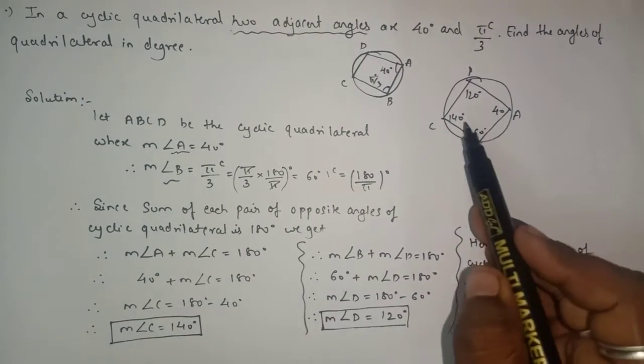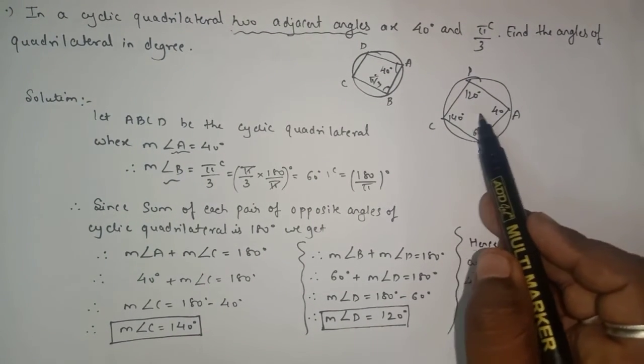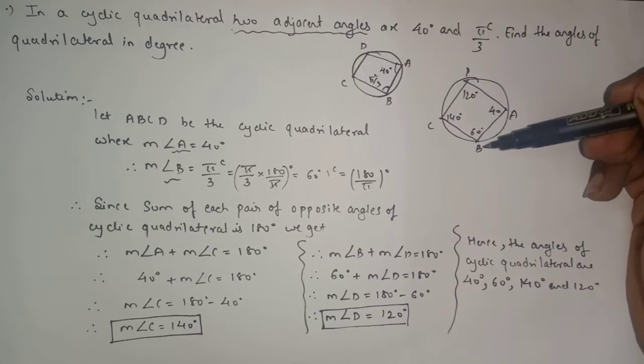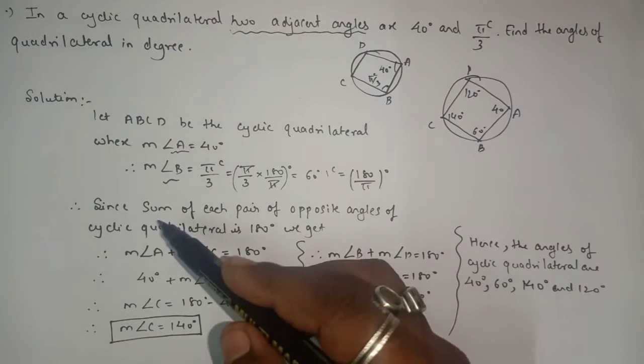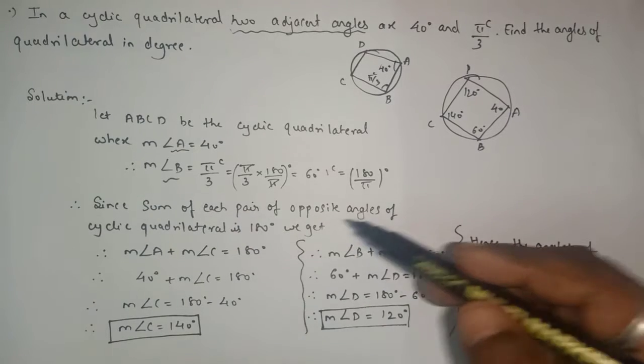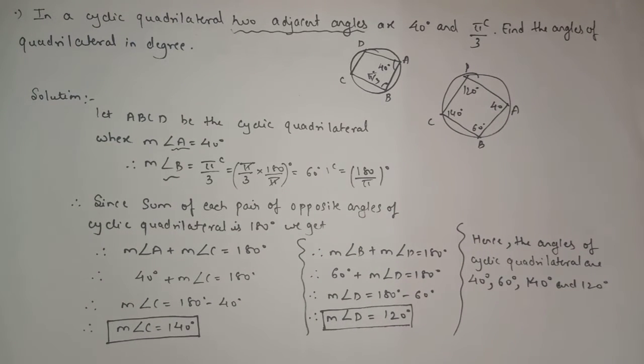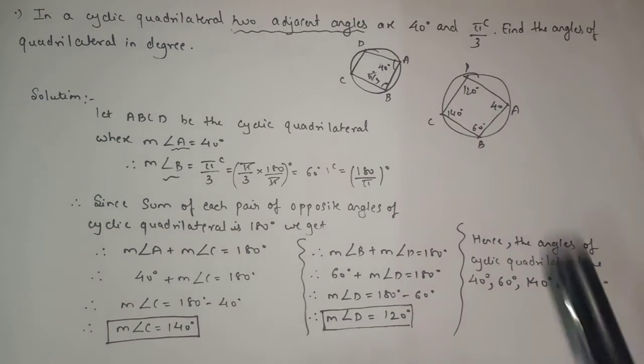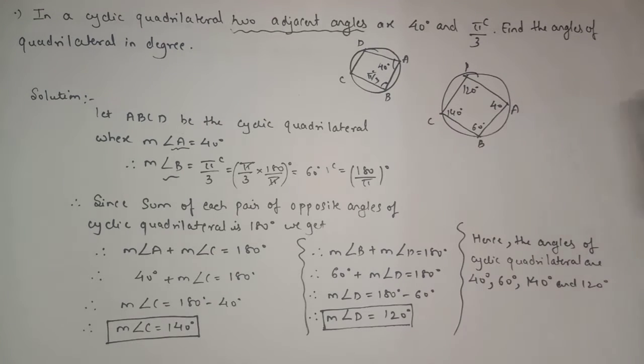So here we can check: 140 plus 40 equals 180, and 120 plus 60 equals 180. As we know, the sum of each pair of opposite angles of a cyclic quadrilateral is 180. So clearly we can see that angle A plus angle C equals 180, and B plus D equals 180. So in this way you will present your sum in the exam.